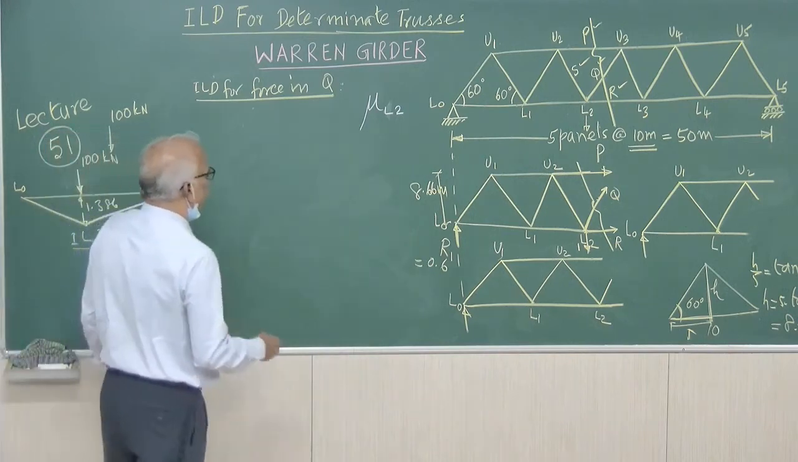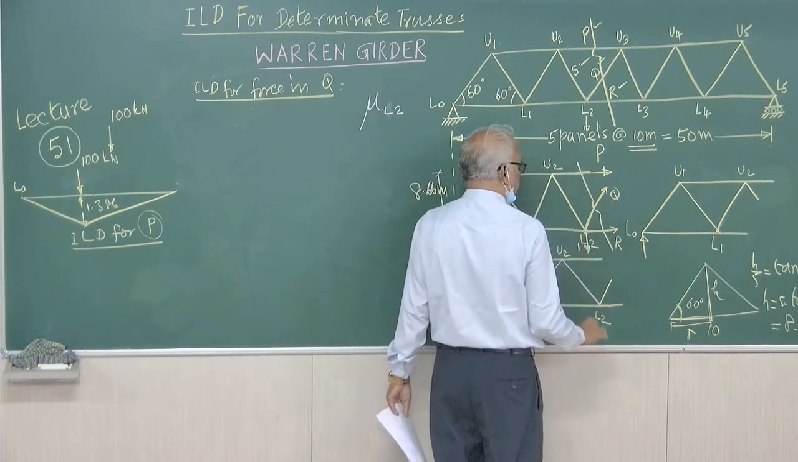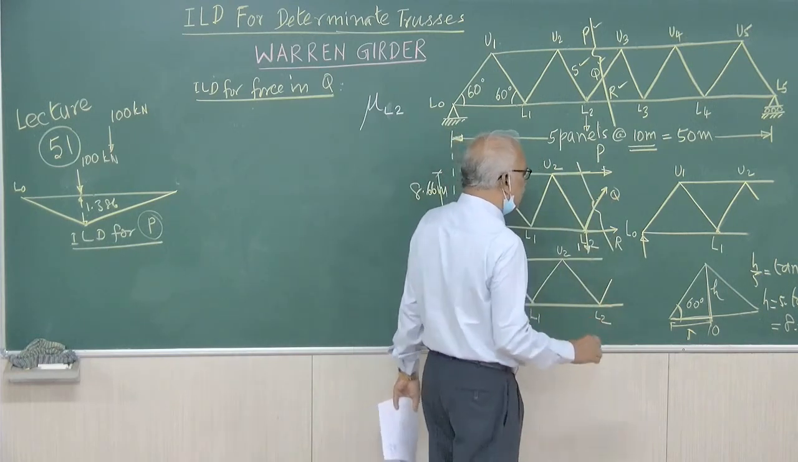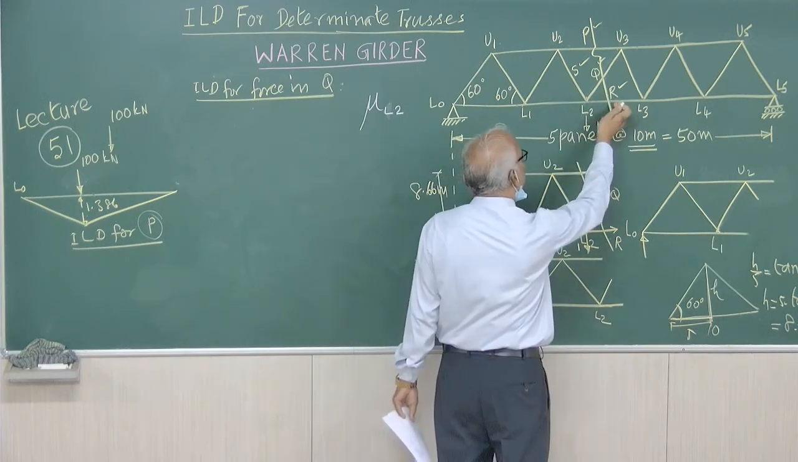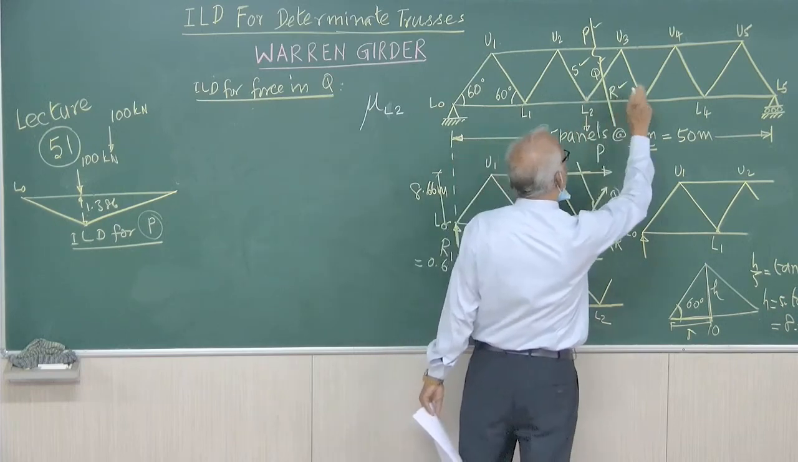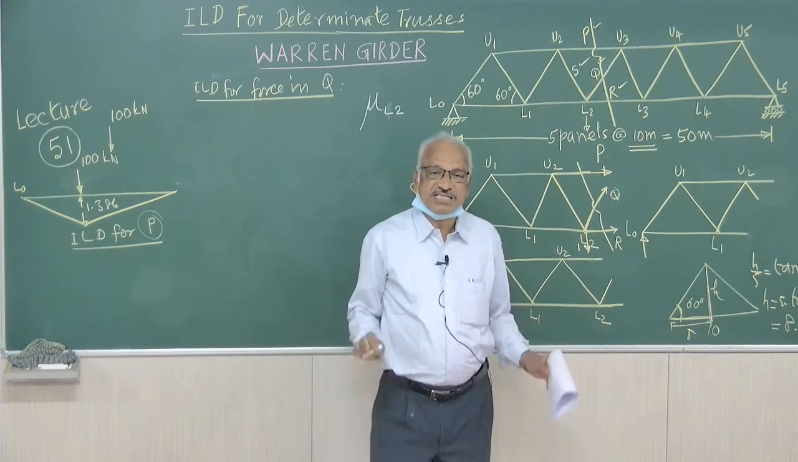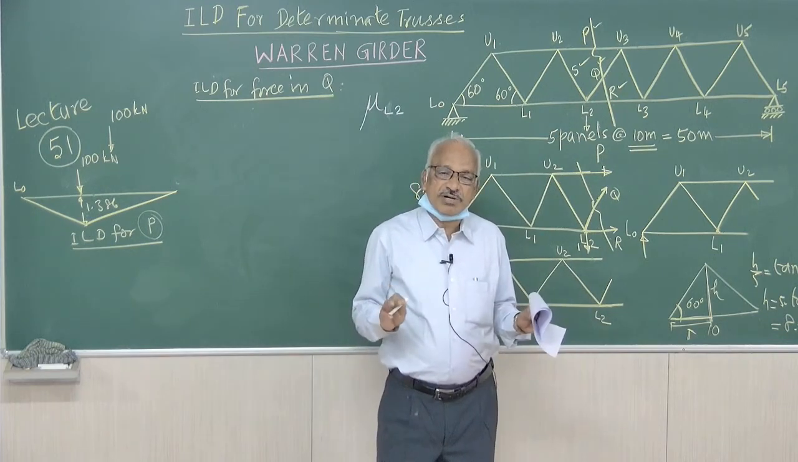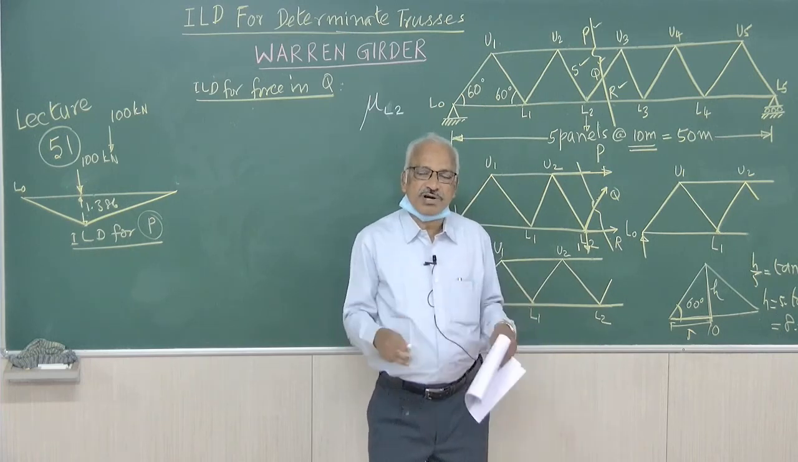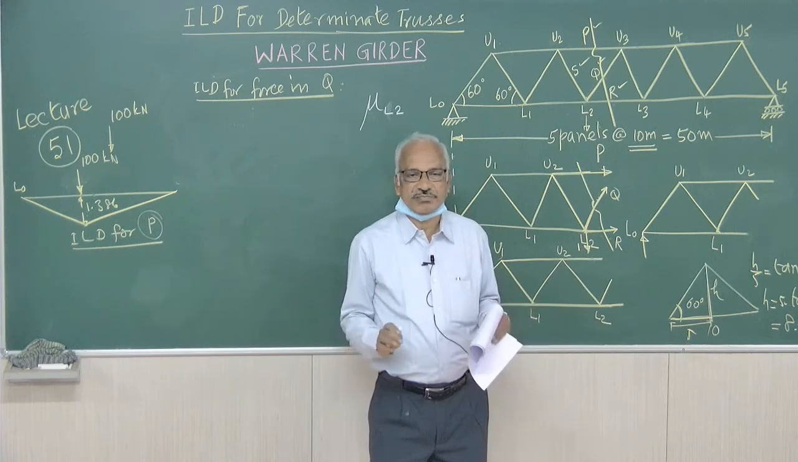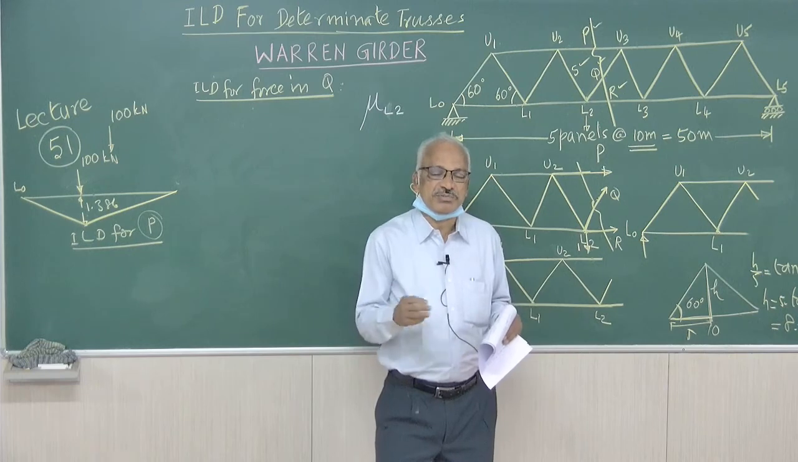Right. Now, ILE for Q, we have passed the section. In this case, we will apply the unit force to the left of the cut section once and to the right of the cut section once, because the top chord members, if it is a simply supported truss, all members of top chord will be under compression and all members of bottom chord will be under tension, provided it is subjected to downward load and it is simply supported.